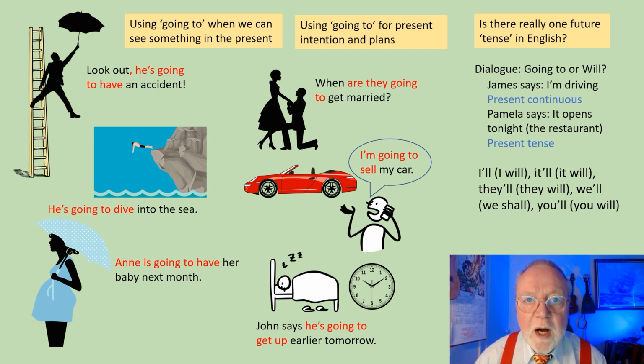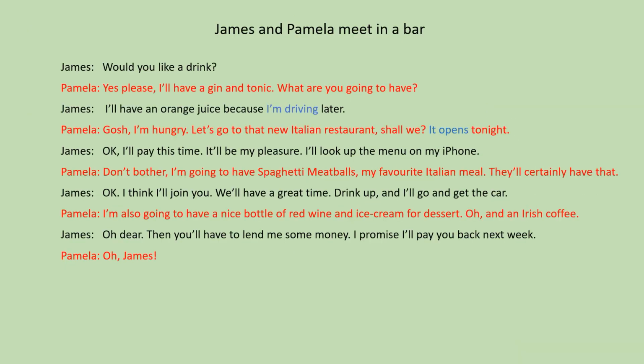Here's a dialogue in a bar with 2 people. James and Pamela meet in a bar. Would you like a drink? Yes, please. I'll have a gin and tonic. What are you going to have? I'll have an orange juice because I'm driving later. Gosh, I'm hungry. Let's go to that new Italian restaurant, shall we? It opens tonight. OK, I'll pay this time. It'll be my pleasure. I'll look up the menu on my iPhone.